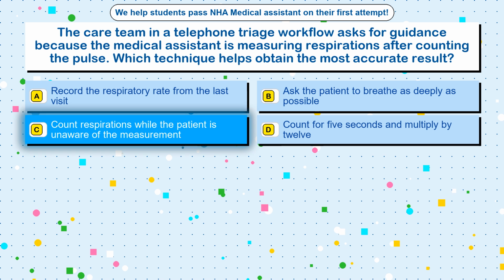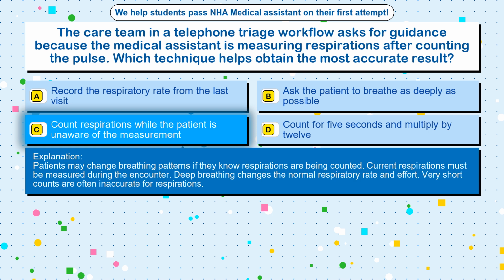Count respirations while the patient is unaware of the measurement. Patients may change breathing patterns if they know respirations are being counted. Current respirations must be measured during the encounter. Deep breathing changes the normal respiratory rate and effort. Very short counts are often inaccurate for respirations.